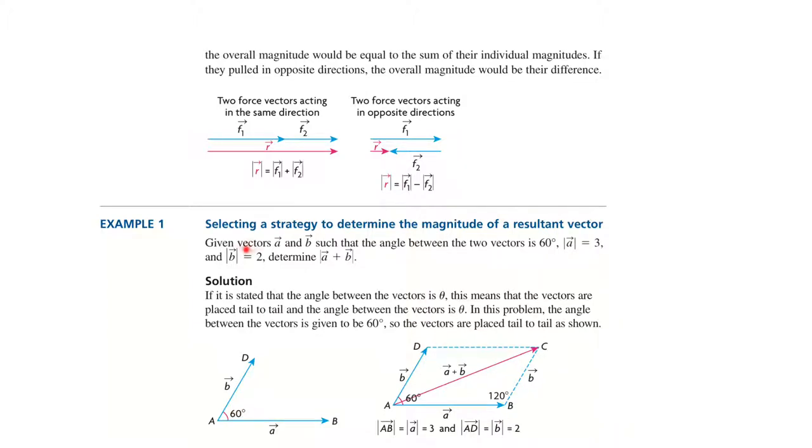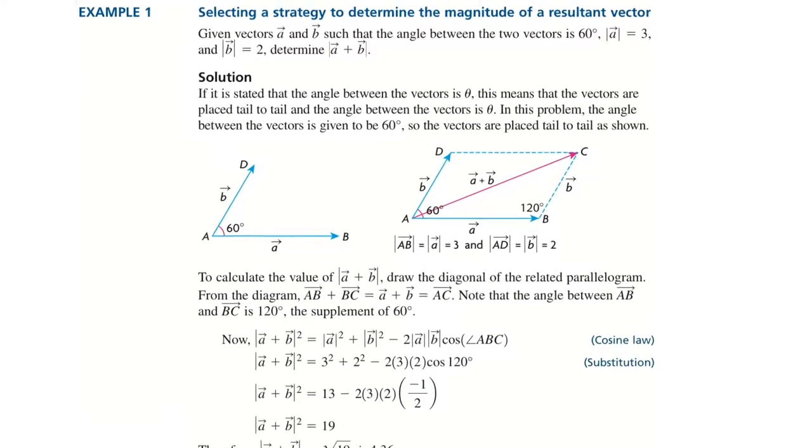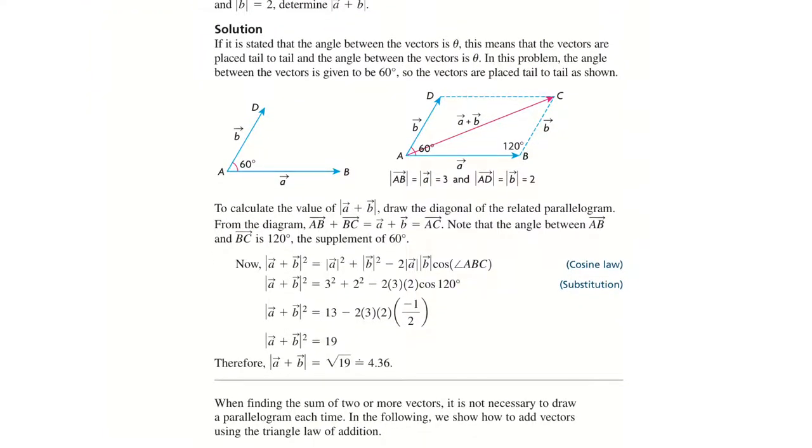Example 1. Given two vectors A and B, such that the angle between them is 60 degrees. If magnitude of A is 3 and magnitude of B is 2, determine magnitude of A plus B. We start with the diagram. Vector A, magnitude of vector A is 3, magnitude of vector B is 2, and the angle between them is 60 degrees. If you complete the parallelogram, A plus B is drawn in red in this diagram. We are looking for magnitude of A plus B.